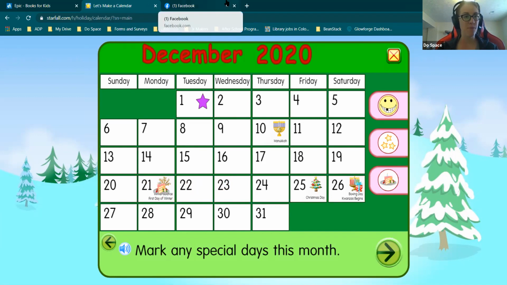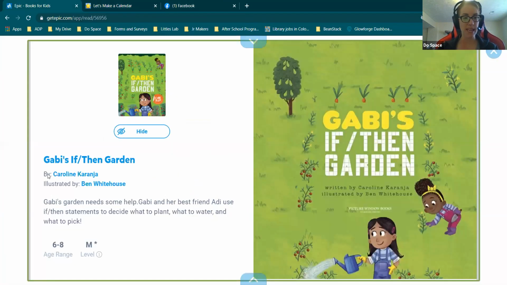Okay, excellent. Well, friends, we are going to move on and we're going to read a story. And it is called Gabby's If Then Garden. And this is going to help us learn about what if then statements are. And we kind of talked about them. This is part of the language that computers use. So just like how maybe you're learning your letters and learning words, right?